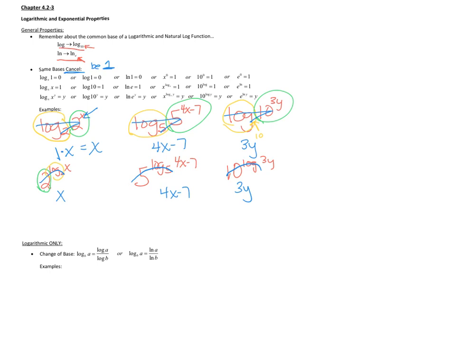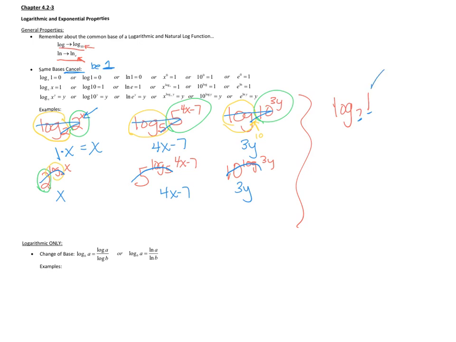Now, there's another property hidden in here about ones and zeros. Another property is that if I have the log of 1 with any base, let's say the base is a 7, no matter what that is, it will become 0. This one isn't the same base situation, so they're not going to cancel and be 1.